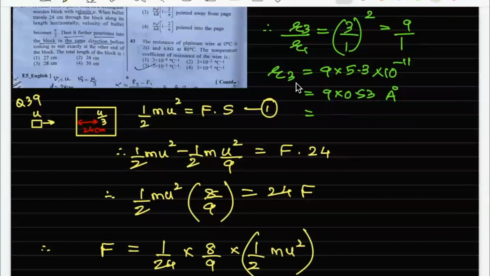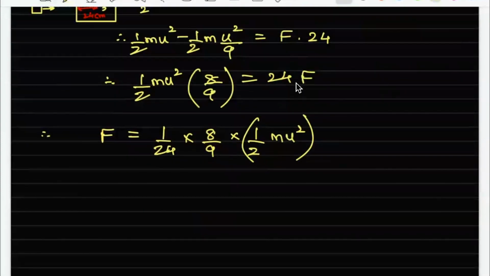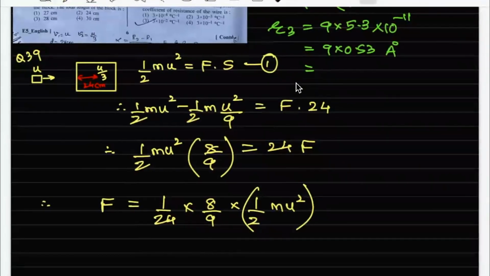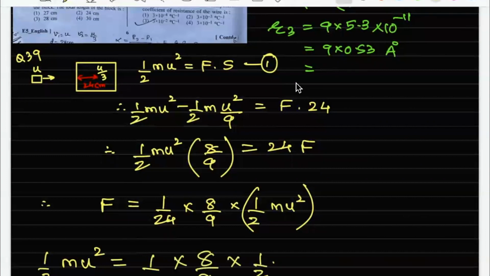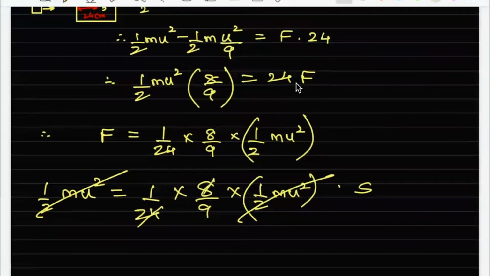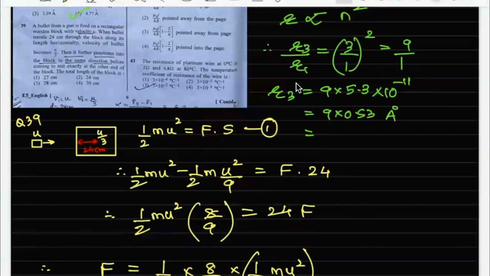So what we get here is, again, this is in centimeters, so keeping that in mind, the S value would also be in centimeters. So if I just put that back into equation 1, I get half m u square is equal to F, which is 1 by 24, 8 by 9, half m u square, this is the whole F, right? Yeah, into S. So just cancel this off. 9 3s are 27, so I should get 27 centimeters as the total.